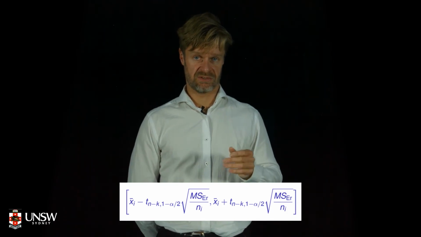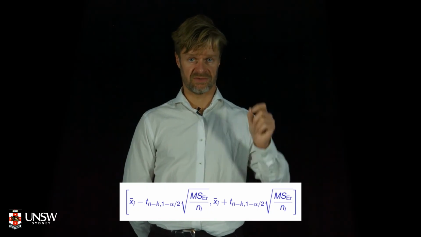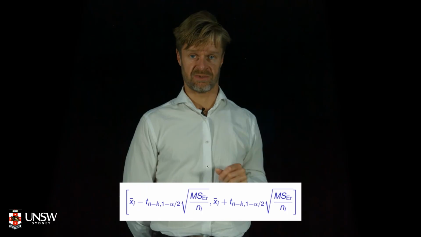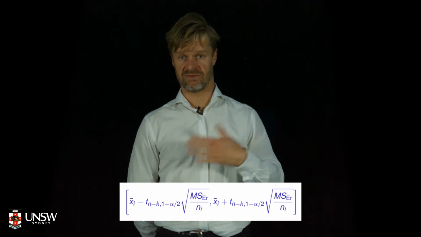So we get a much better estimate of the standard deviation under the assumption that the variances are equal if you use this approach. So looking at this formula, it's exactly like what we've seen before, except we replaced S with the square root of mean squared error and changed the degrees of freedom accordingly from n minus 1 to n minus k. So we could do this for each group.